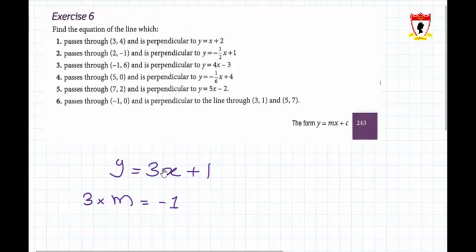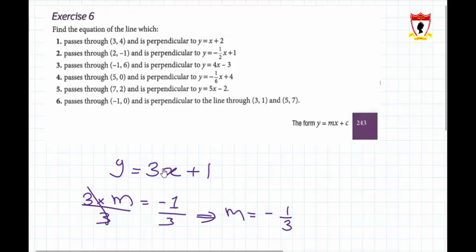We can divide both sides by 3. So from this, these two 3's will cancel each other. m is equal to negative 1 over 3. So it means a line with gradient negative 1 over 3 is perpendicular to this line. And there are so many lines that have this gradient.